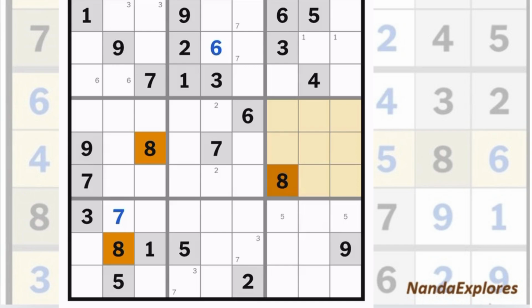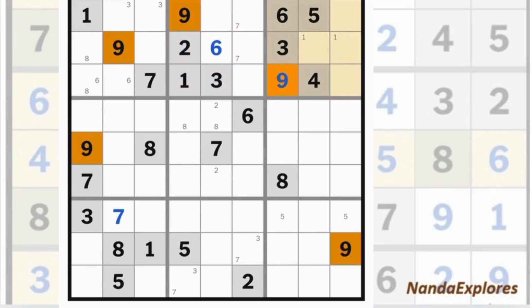Then we go to 8. So you get 2 cells here where 8 is a likely candidate. And here we get 2 cells where 8 is a likely candidate in this block. We go to 9. So here we get a cell where 9 is unique, so we post that one. And here we get 2 cells where 9 is a likely candidate in this block. Here also we get 2 cells where 9 is a likely candidate in this block.